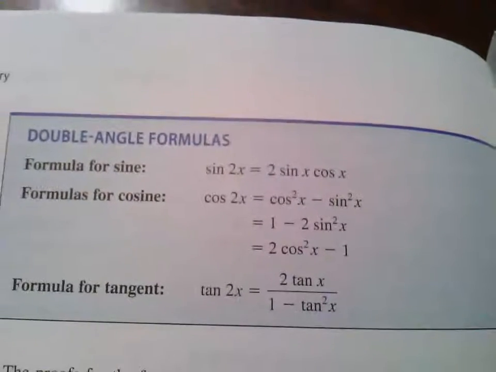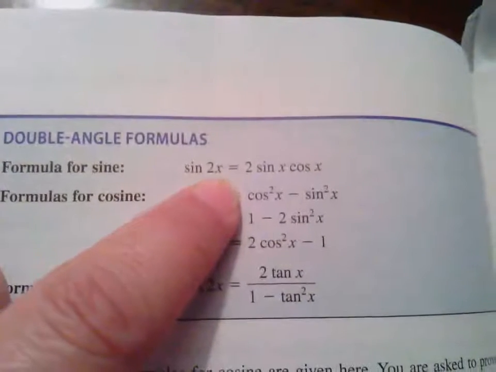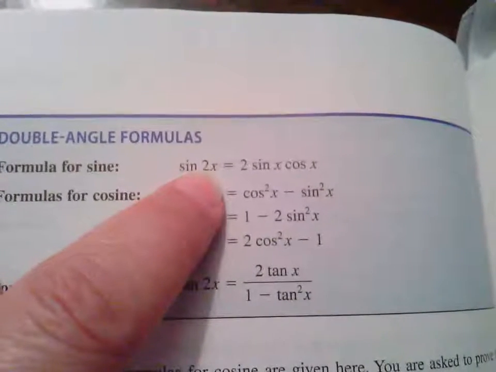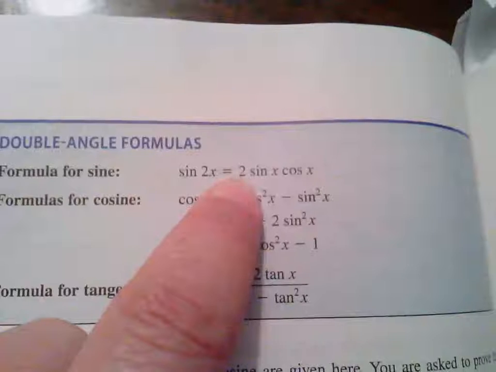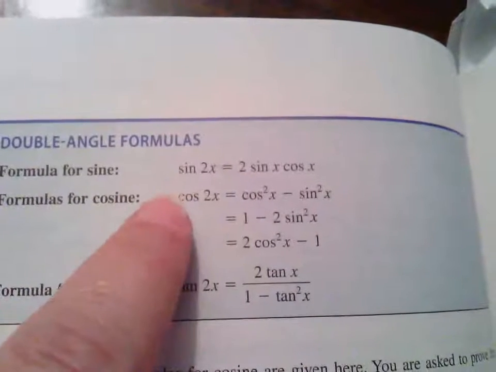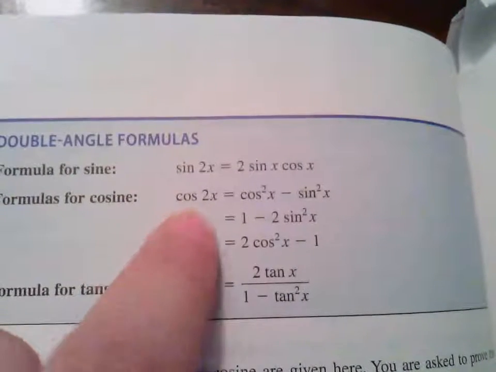There it goes. Okay, so sine of 2x, so I've doubled my angle here, is the sine of x times the cosine of x, all doubled. Okay, the cosine of 2x, so my angle's doubled. This one, see how different this is?